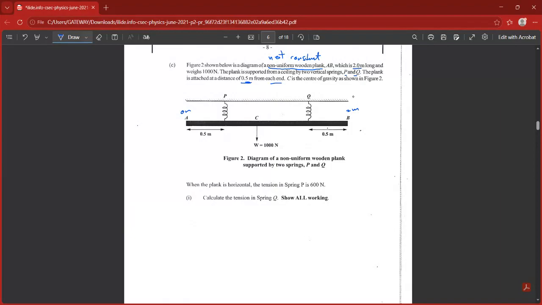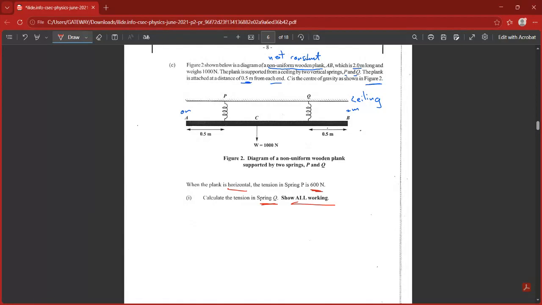So this is the ceiling, and P and Q, those are the two springs. C is the center of gravity as shown in figure 2. So that's the center of gravity of the plank. But remember, it's not uniform. If it was uniform, the center of gravity should have been in the middle of it, and if the forces at P and Q were the same, it should have been in the middle. But P and Q are different values, right? And we will see soon. Now they say when the plank is horizontal, which means flat, the tension in the spring P is 600 newtons. Calculate the tension in the spring Q and show all working.